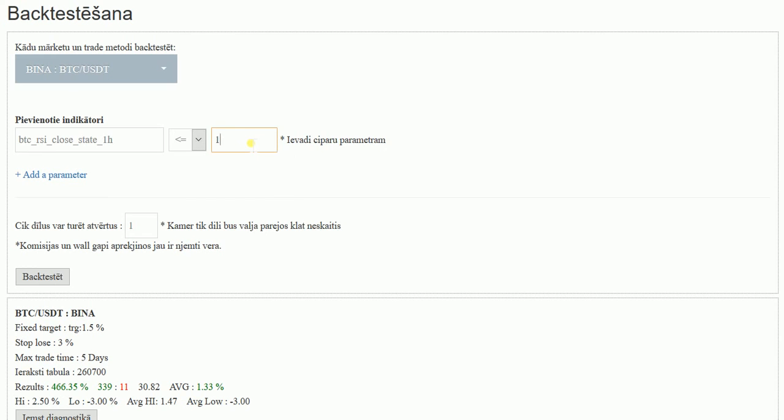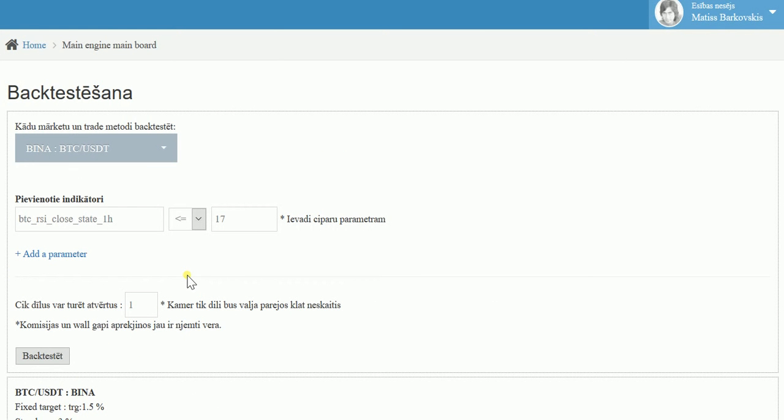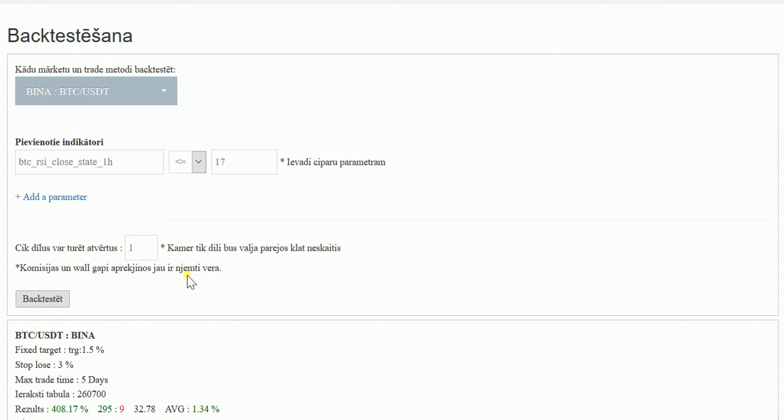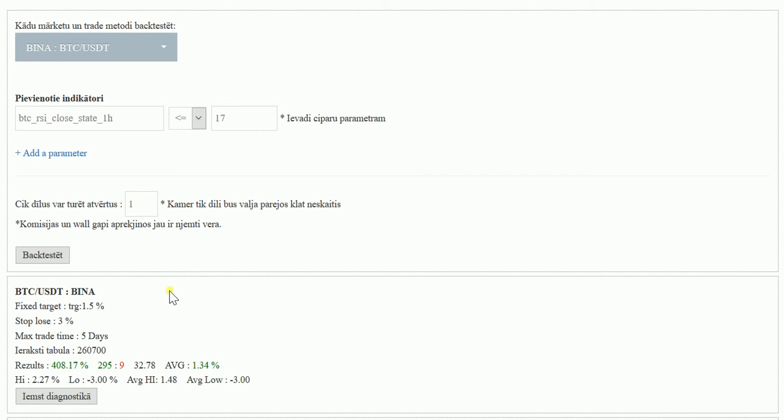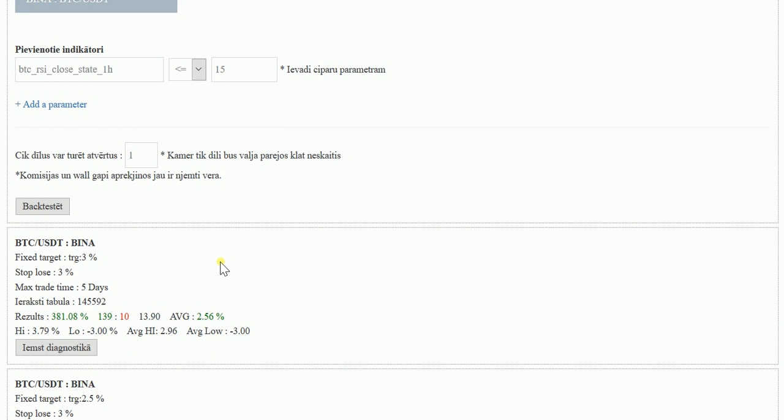Let's try at 17. What I'm pointing out is that the lower it gets, the higher the targets the system will want to suggest. 1.5. Okay, let's try 15. Okay, as you can see here, it's actually what I thought: the lower it gets, the higher targets we can get, and then we were to get 3 and 3.